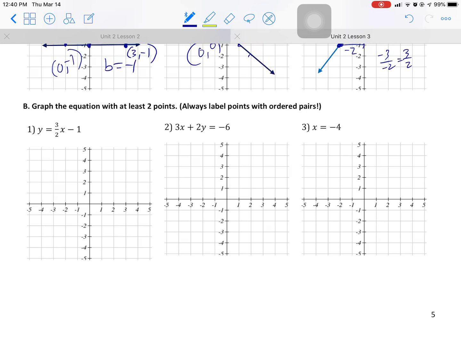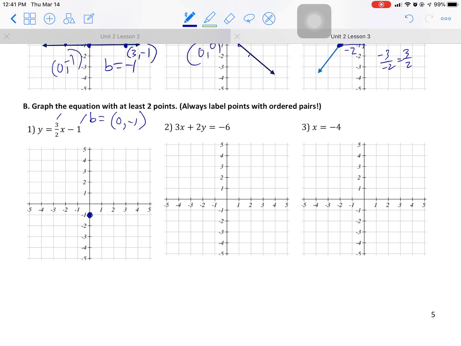All right, graph the equation of the line with at least 2 points. Always label the points with ordered pairs. Yes, okay, so my slope is there. My b is there. Always start with the b. Where is negative 1? Right there is my b. This means the b is at 0, negative 1, okay? So there's my point right there.